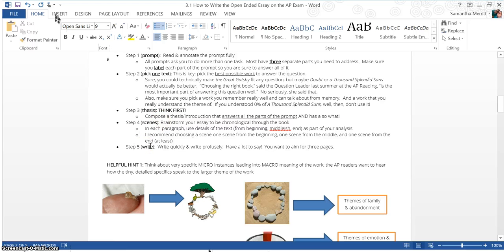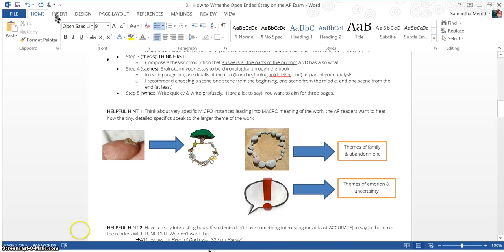And then step 5 is to write quickly and write a lot. You should have a lot to say. You want to aim for 3 pages. And remember that you don't have to spend any time here breaking down a passage and trying to figure out what this word means and where the shift is in this particular passage. You already know this text really well. So you should have a lot to say and be writing at least 3 pages. Let's go over some helpful hints.